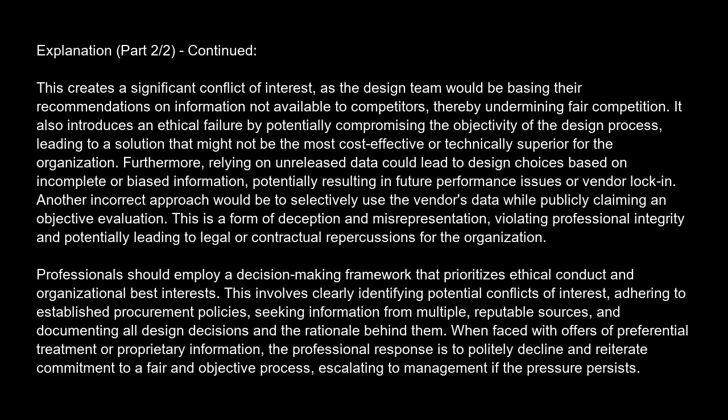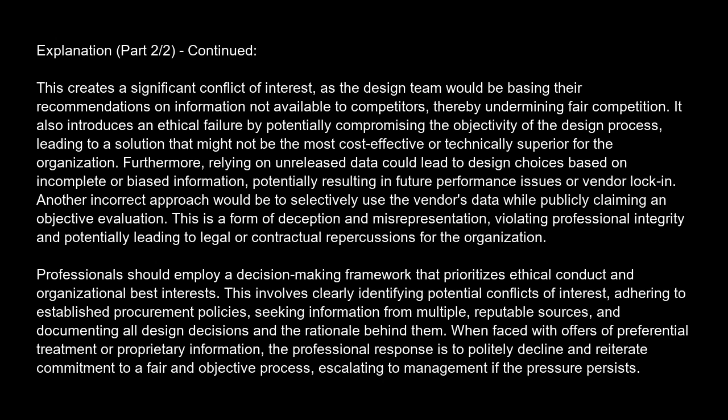It also introduces an ethical failure by potentially compromising the objectivity of the design process, leading to a solution that might not be the most cost-effective or technically superior for the organization. Furthermore, relying on unreleased data could lead to design choices based on incomplete or biased information, potentially resulting in future performance issues or vendor lock-in.